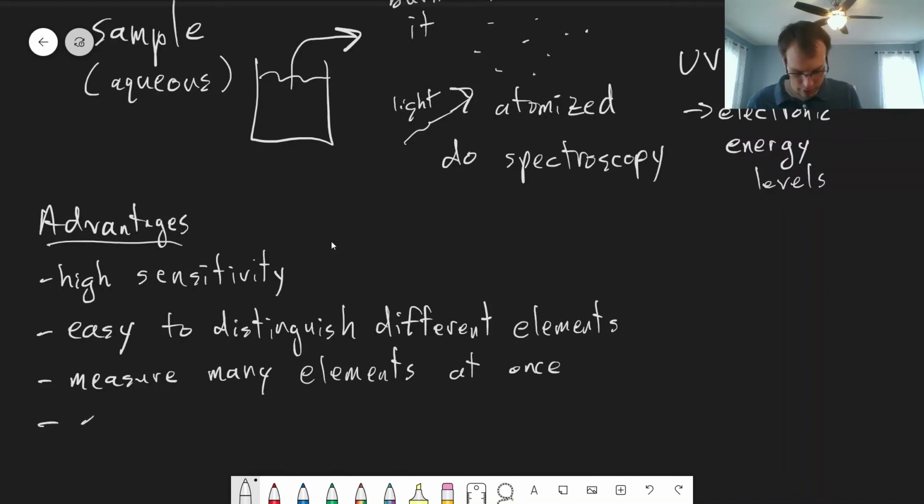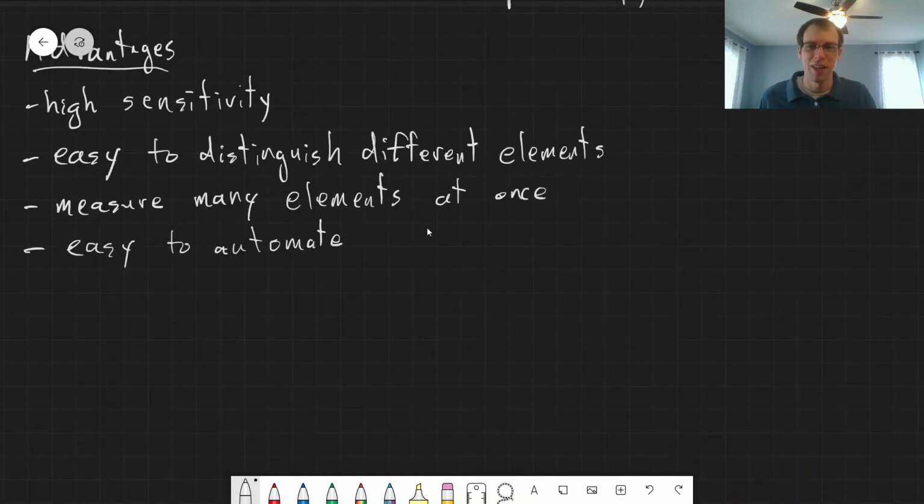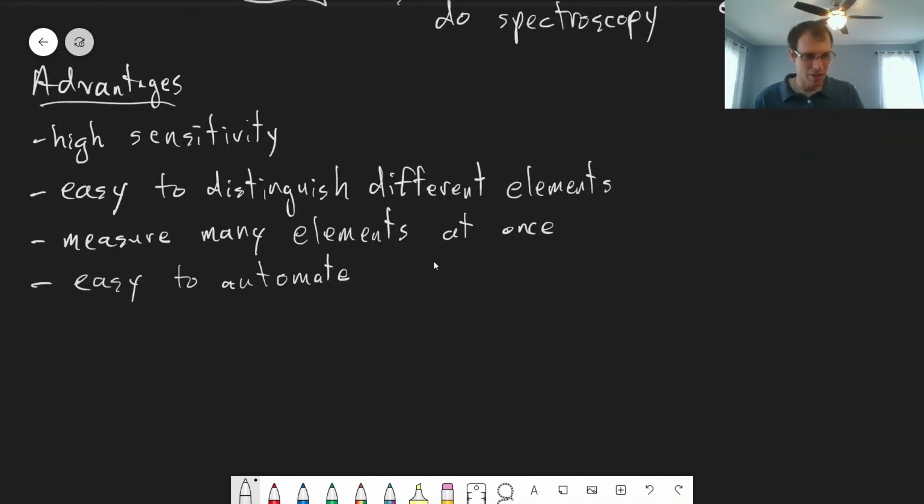And because you do the same thing every time, you burn it, you atomize it, this is easy to automate. Now, of course, there are disadvantages to the technique as well, so we're just going to lead off with both the advantages and disadvantages.